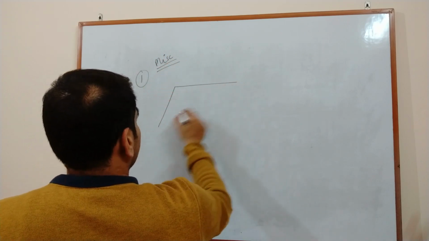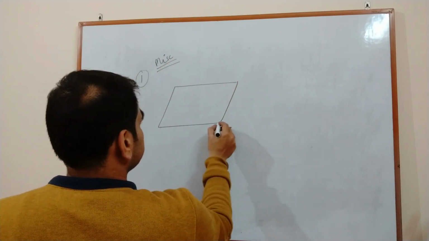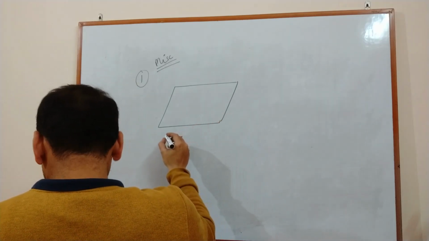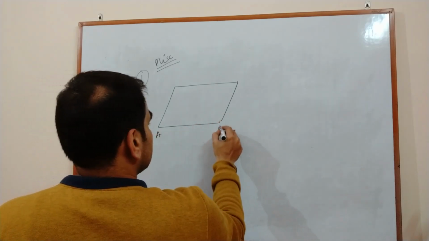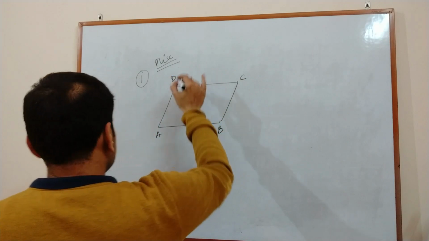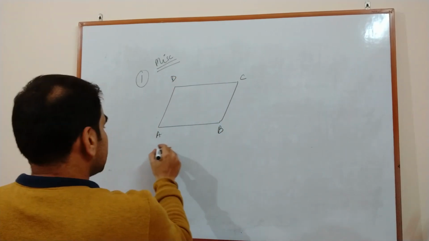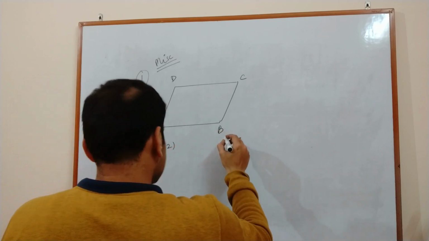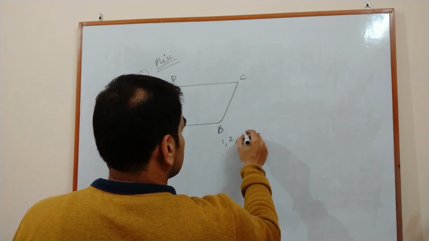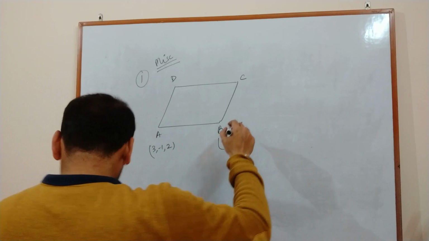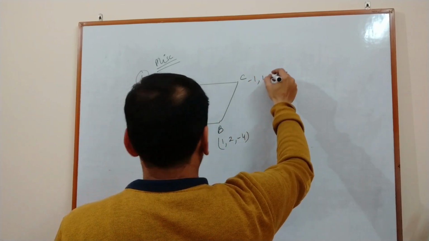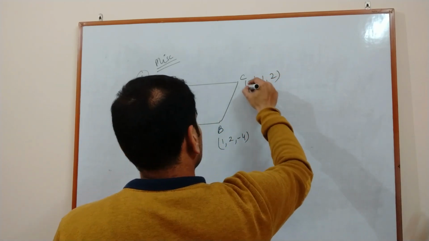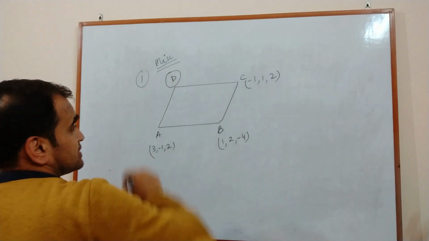We have a parallelogram ABCD. This is A, this is B, this is C, and this is D. A is (3, -1, 2). B is (1, 2, -4). And C is (-1, 1, 2). We have to find the fourth vertex.